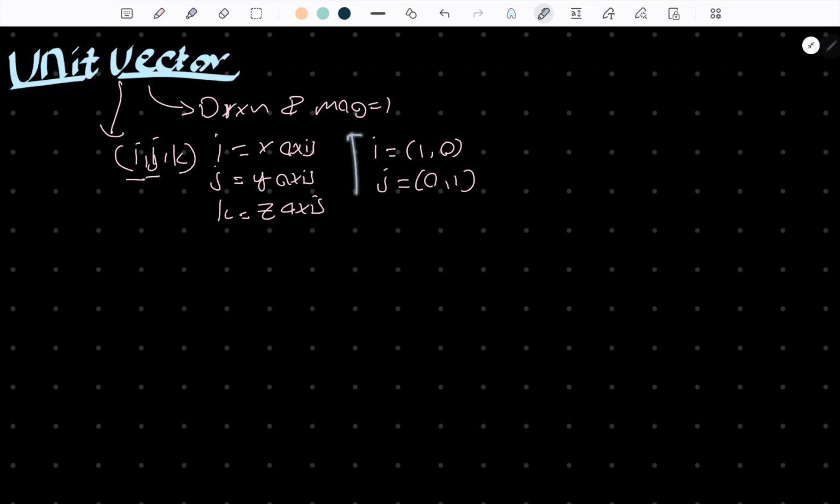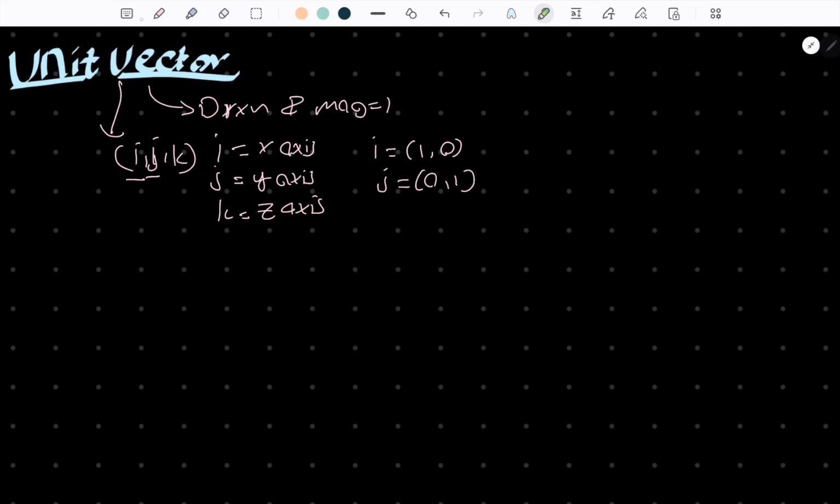In this video we will be looking at the two of them. The basic notation of i is (1, 0) because it only shows the x-axis, and then for j the notation is like this because it shows the y-axis.